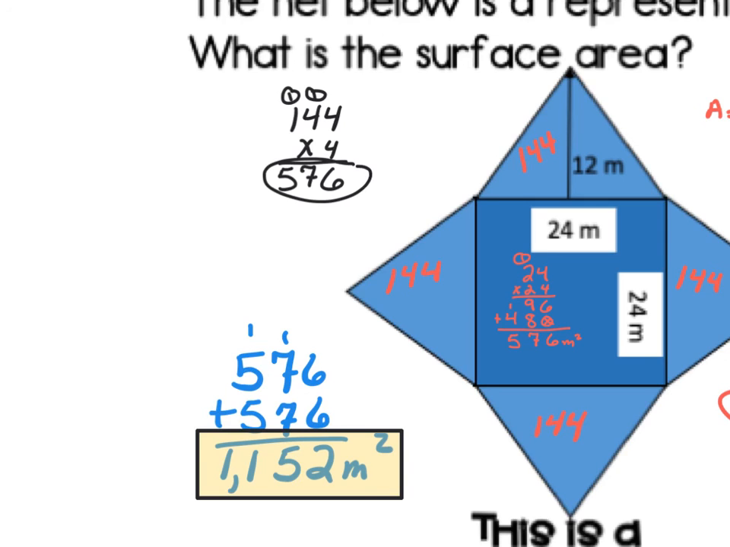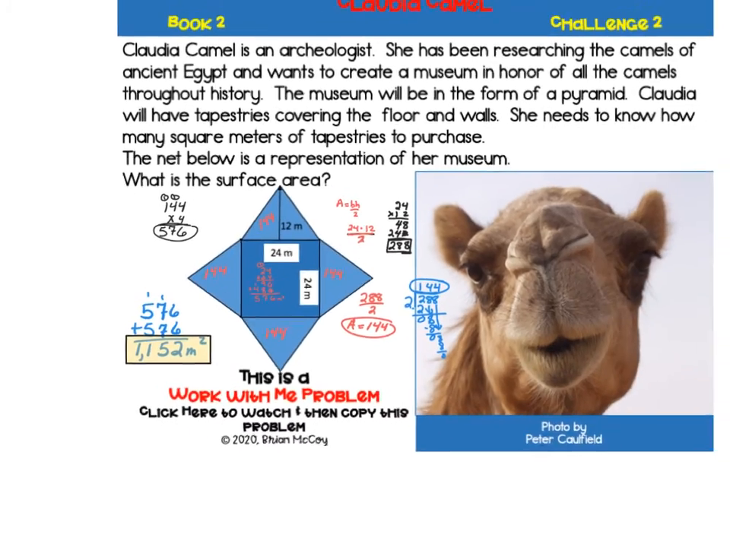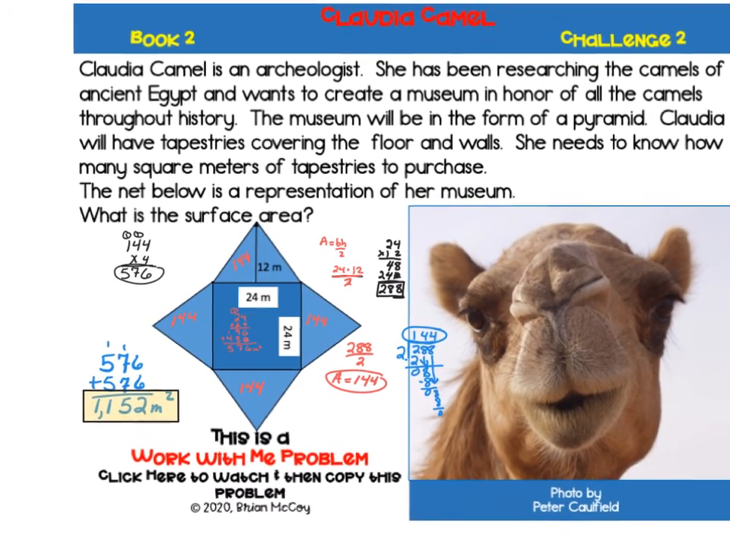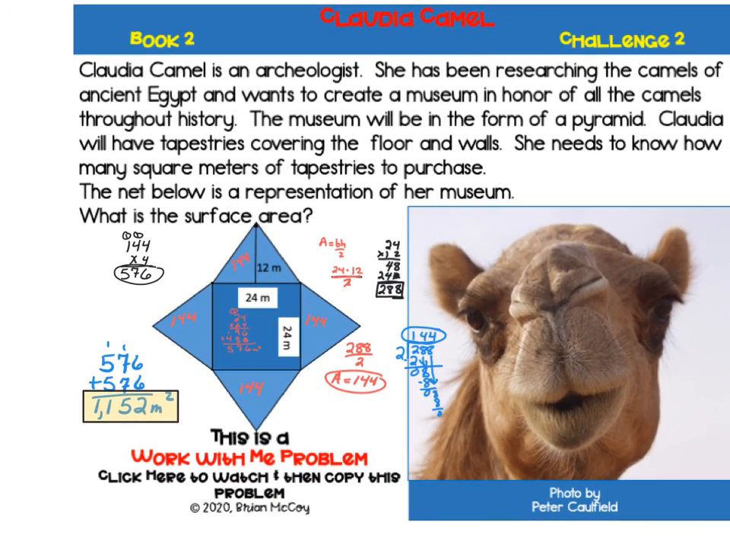All right, and superb, my friend. Now we are ready to wrap this all up. So this is the actual answer of how much surface area is in Claudia Camel's pyramid here. And it is 1,152 meters squared. And this is how you solve that problem.